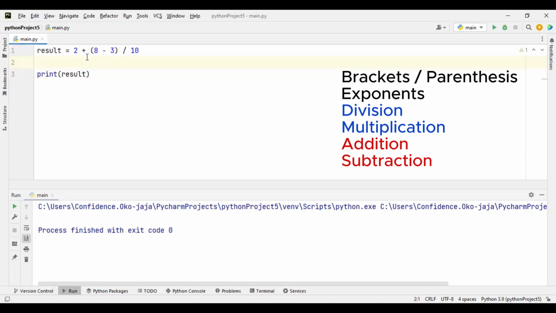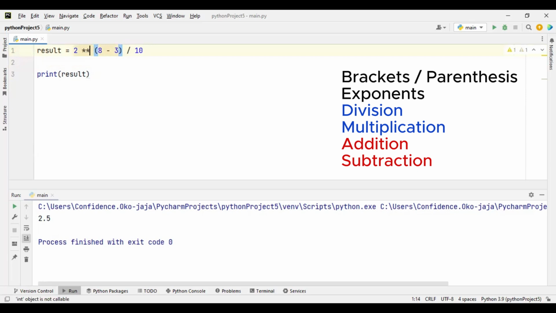Here's an example. Let us evaluate this to better understand the output. So here our answer is 2.5. Like I said, for PEDMAS, we evaluate what is in the parentheses first. So 8 minus 3 gives us 5. After evaluating the parentheses, we go to the division, which is higher in hierarchy than the addition. So 5 divided by 10 is equivalent to 0.5. And so 2 plus 0.5 gives us 2.5 as the output.